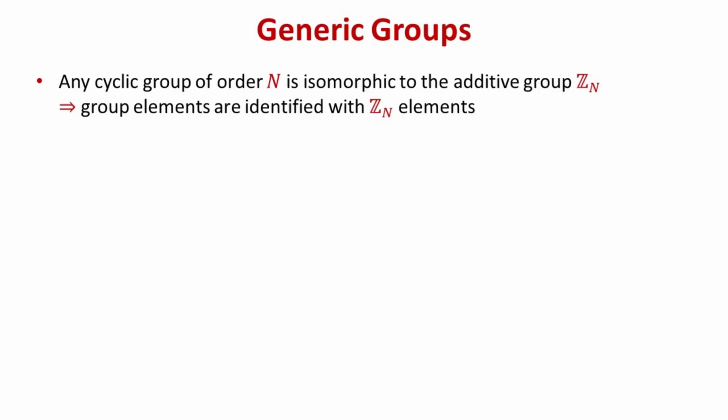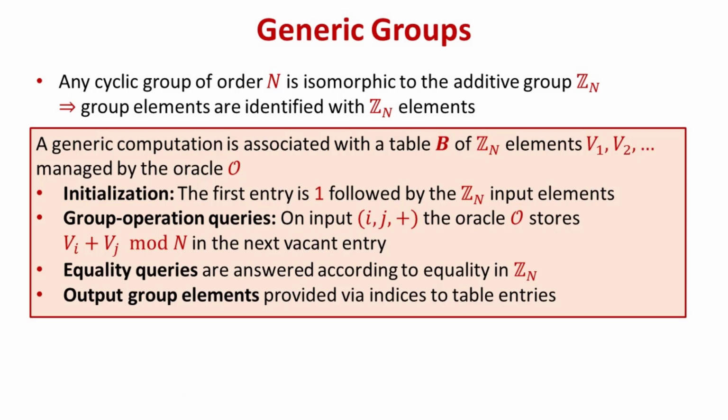Let's define the model a bit more formally. Any cyclic group of order n is isomorphic to the additive group Zn, and therefore group elements in this model are identified with the elements of the additive group Zn. A generic computation is associated with a table B of Zn elements managed by the oracle. This table B is initialized with the Zn elements corresponding to the input elements that are provided to an algorithm, and the table is always initialized with the generator 1 at its first entry.